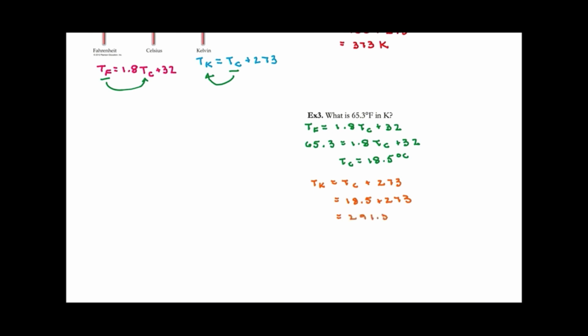My units are Kelvin. Now keep in mind, because the last step I did was add, I'm going to round based on the fewest number of decimal places. 18.5 has one decimal place, 273 has no decimal places, so I'm going to round this to give it no decimal places, so it's going to be 292 Kelvin. And notice again, no degrees Kelvin, just Kelvin.